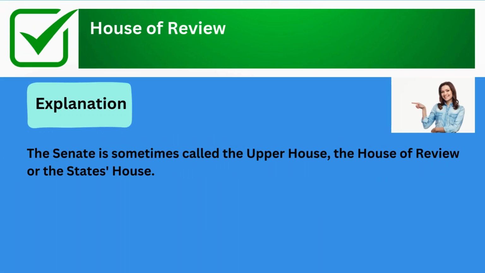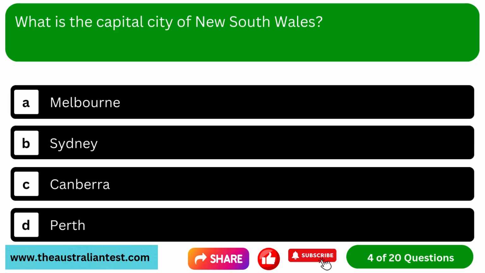The correct answer is House of Review. Explanation: the Senate is sometimes called the Upper House, the House of Review, or the State's House. Question 4. What is the capital city of New South Wales? Option A, Melbourne. Option B, Sydney. Option C, Canberra. Option D, Perth.